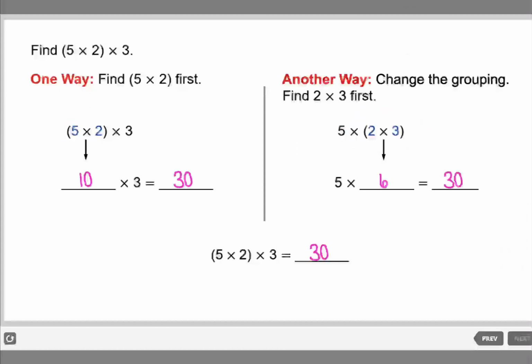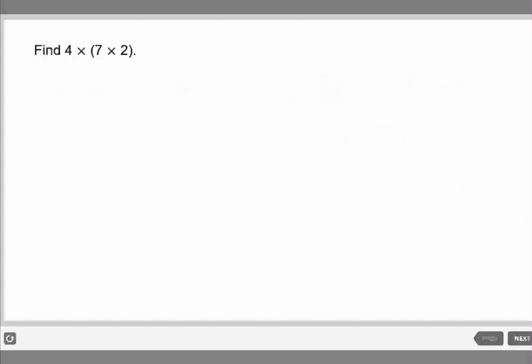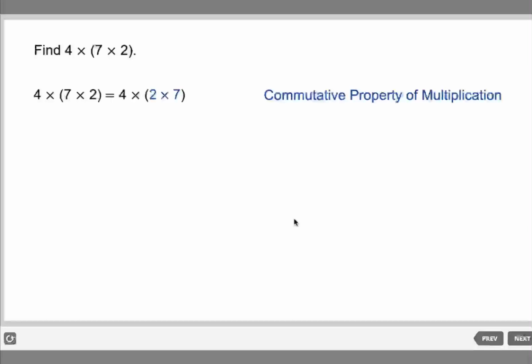Okay. Now, we have another example here. We need to find 4 multiplied by 7 multiplied by 2. And in this case, we can use commutative property. What is commutative property? Change the order. So commutative property of multiplication, change the order of factors. So as you see here, we change the order, the 7 and the 2. We change it to be 2 first, then 7. So this is commutative property.